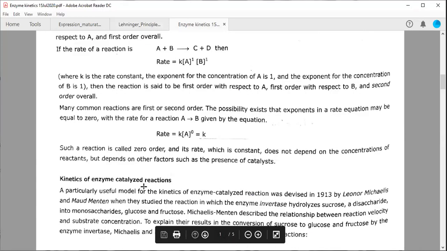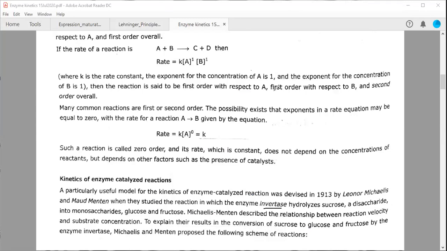So the two scientists devised this particular kinetic model in 1913 when they studied the reaction involving the enzyme invertase. So this enzyme is important, and you need to underline some of the very important points. For example, one is this enzyme invertase itself. This is also called sucrase, which hydrolyzes the sucrose itself.